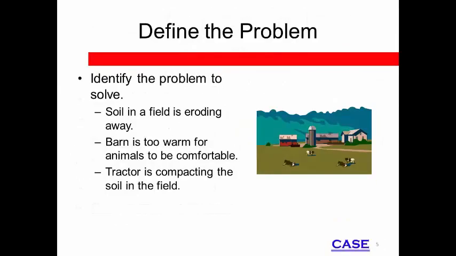The first step in the process is to identify what the problem is. Examples in agriculture include soil erosion, cooling a barn for animals, or compaction of soil in a field from the weight of a heavy tractor.